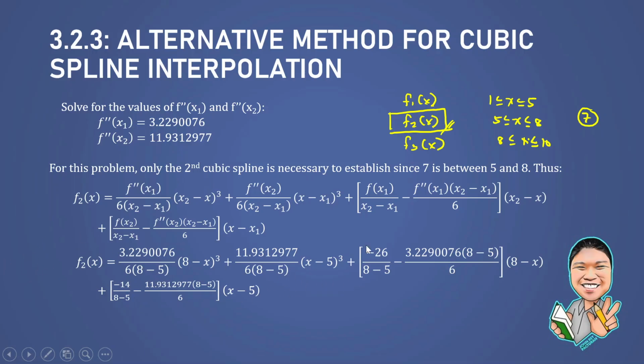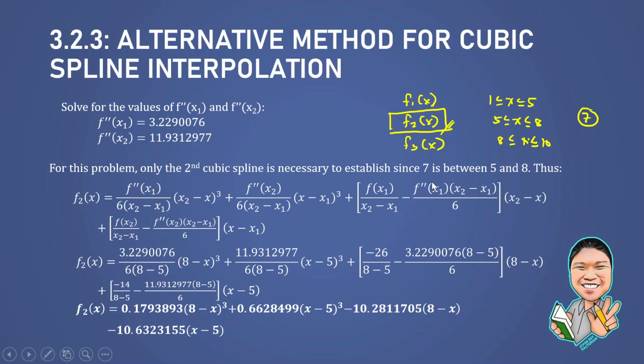And ang gagawin mo lang is i-substitute mo lang yung 7. Okay? Kasi yung concern natin, sige, later on na lang. But for the meantime, isimplify nyo muna pala lahat yung numerical calculation. So, f sub 2 of x is 0.1793893. Ito, pag kinompute mo siya, ayan siya. Then, 8 minus x cube plus 0.6628499 tapos x minus 5 cube, minus 10.281175 ng 8 minus x, minus 10.6323155 ng x minus 5.